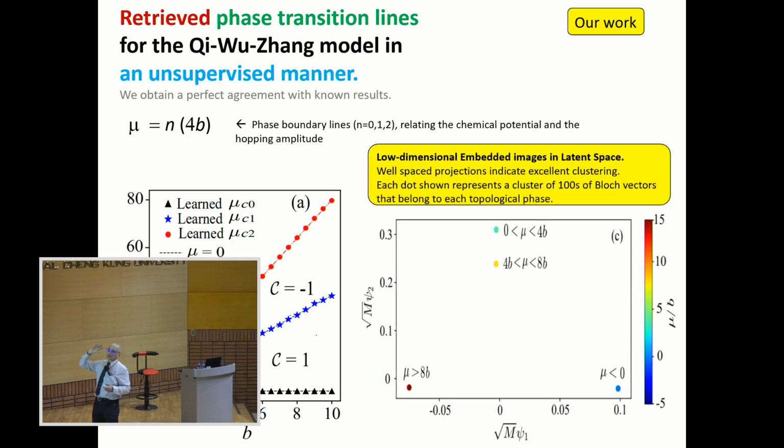And when you look at the low-dimensional embedded images in the lattice space where you're trying to separate them, the projections are very clearly separated for different values of the chemical potential, either negative or large, or in terms of the hopping integrals. So each dot represents a cluster of hundreds of Bloch vectors that belong to each topological phase. It looks like few points, but essentially there are hundreds of data points clustered here on top because the separation is very nicely done.